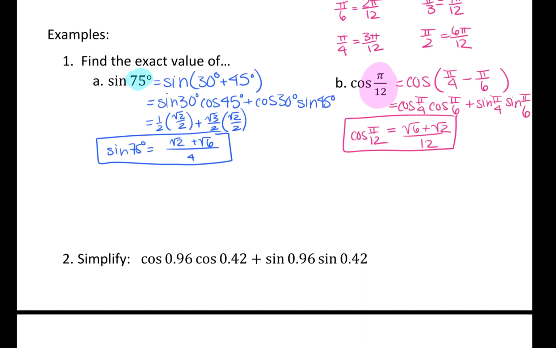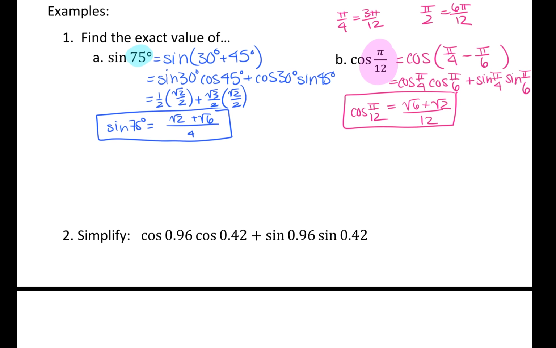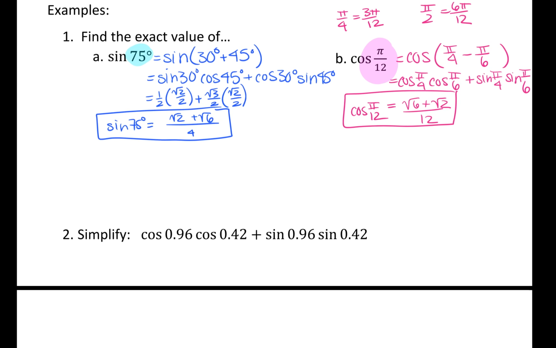So if we take a look then at question number 2 here, question number 2 is just asking us to simplify. And so here we're just asked to kind of look at this and see if we can make it simpler. And so when you're looking at this, you can see that we have a cosine and a cosine. And then the second term is a sine and a sine. So you're like, ooh, what formula does that one look like? That one looked like the cosine formulas. So I'm going to start with that.